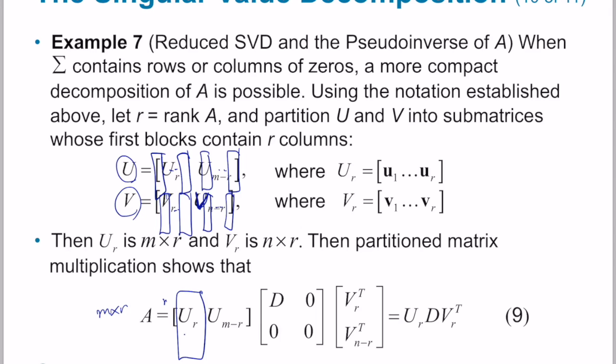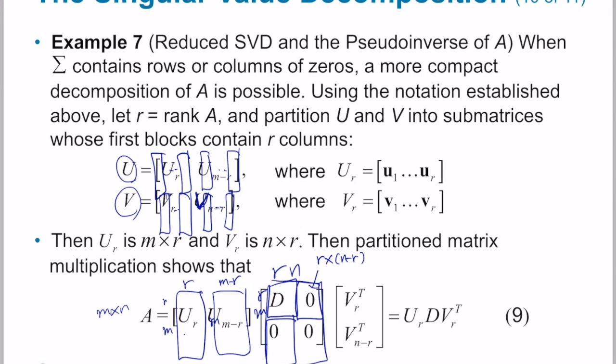So A is m by n, and so Ur is m by r, and this part is m by m minus r. And here is actually m by n, but here we consider this r by r matrix as our D, and over here this 0 is r by n minus r, right? Then what about this part? This part is m minus r by r, okay? And then the remaining part over here is m minus r by n minus r, okay?